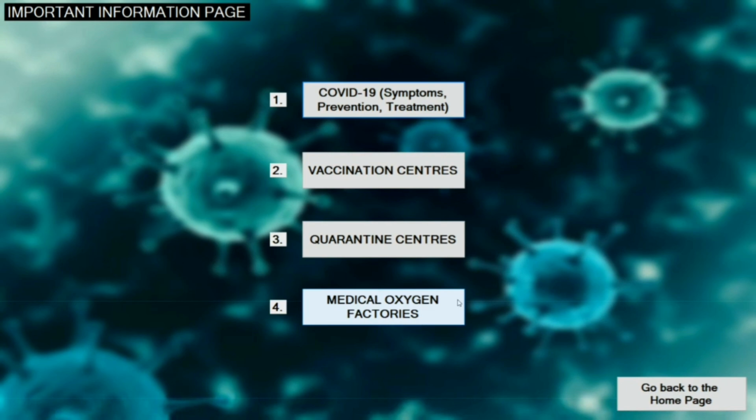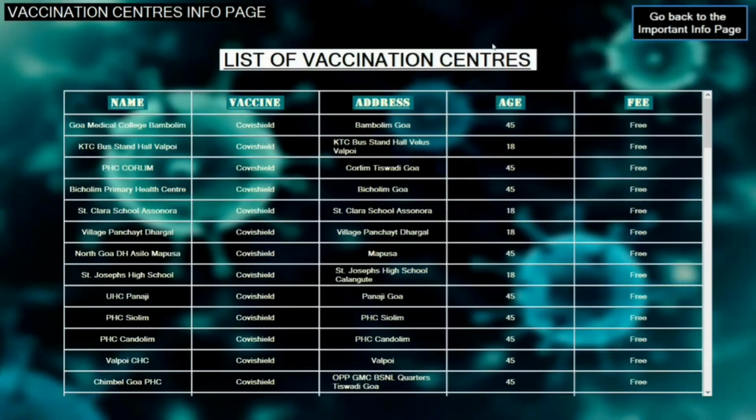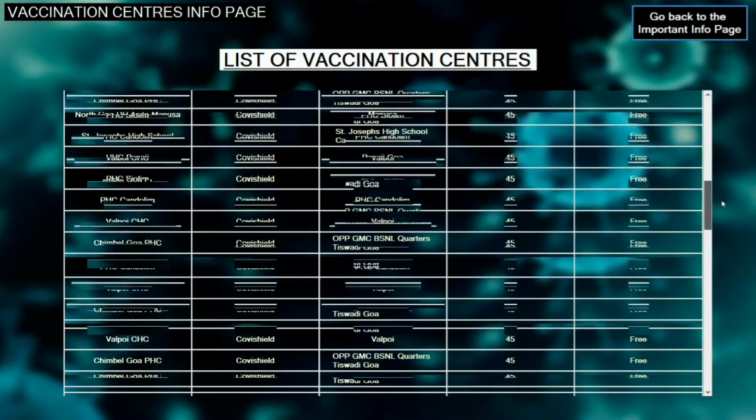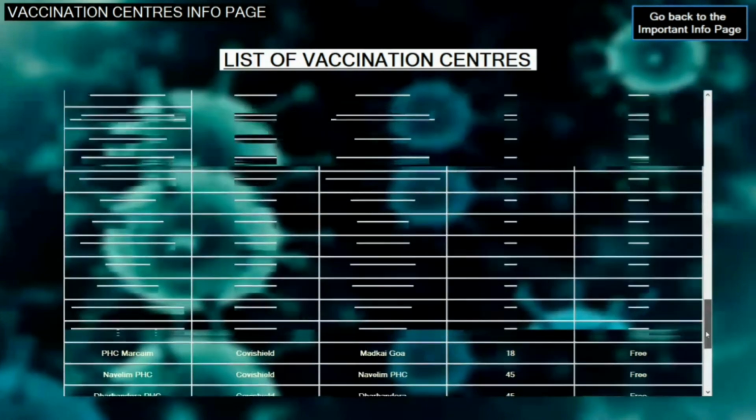Let's go back and check vaccination centers. Okay, under vaccination centers, here's a list of all the vaccination centers in Goa. These are the types of vaccines they give. This is the fee, the address, and this is the eligibility age. So these are all the centers in Goa.